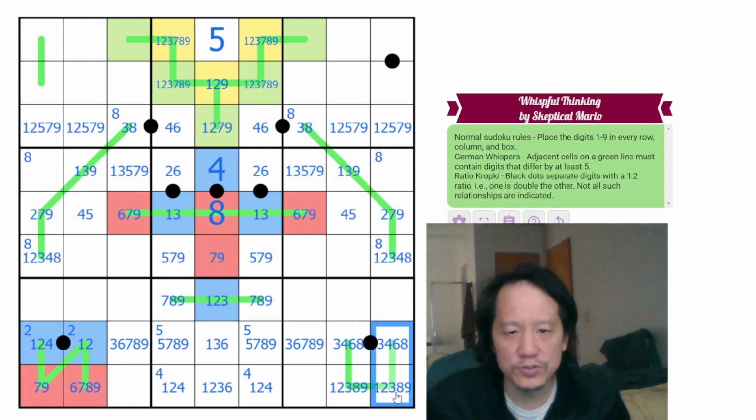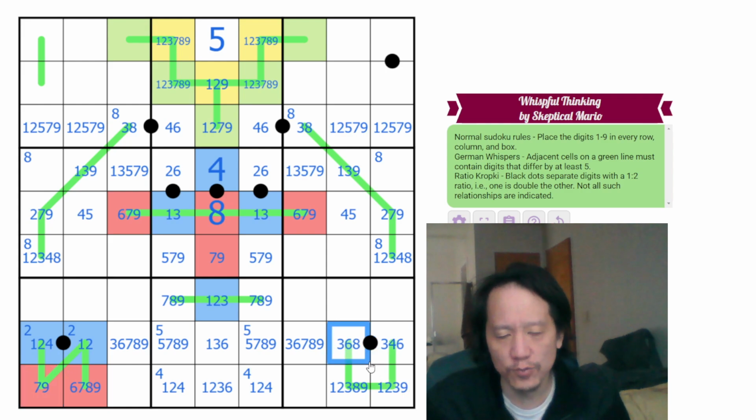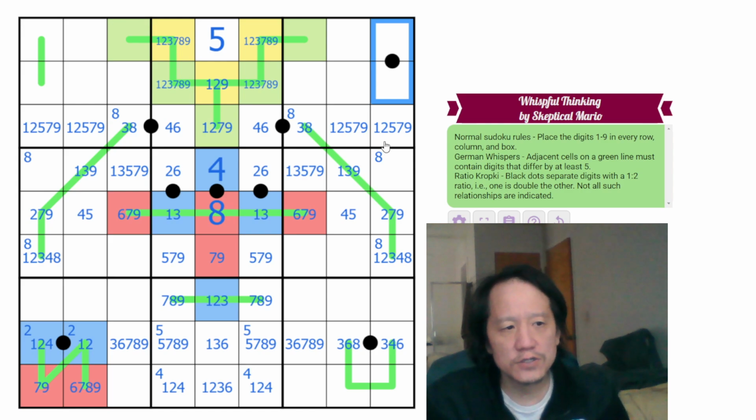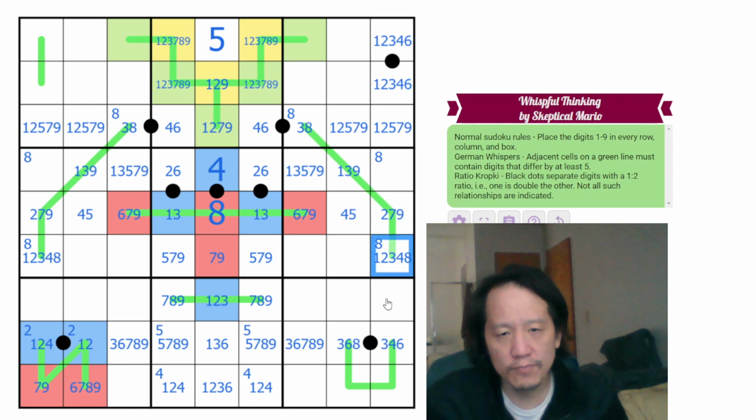And these two can never be 8, which means this can't be 4. That's interesting. So if this is 4, this would have to be 9. And this would be 1, 2, or 3. Okay, so yeah, let's look at that. So this can never be 8. So this is 1, 2, 3, 4, and 6, right?